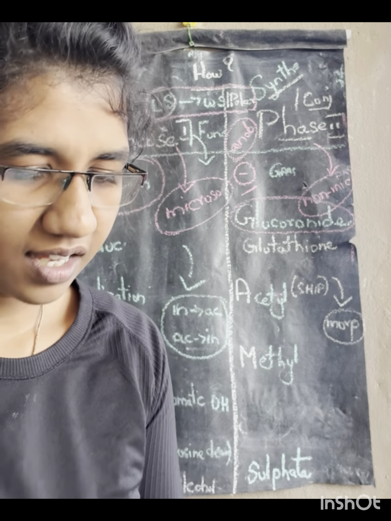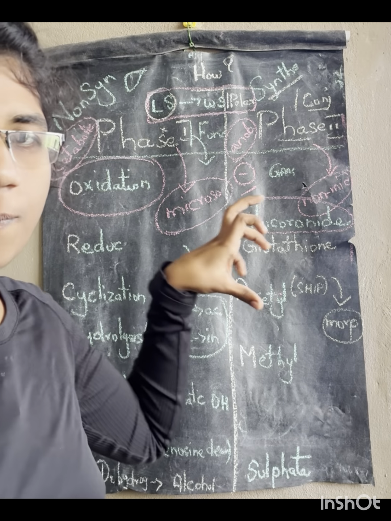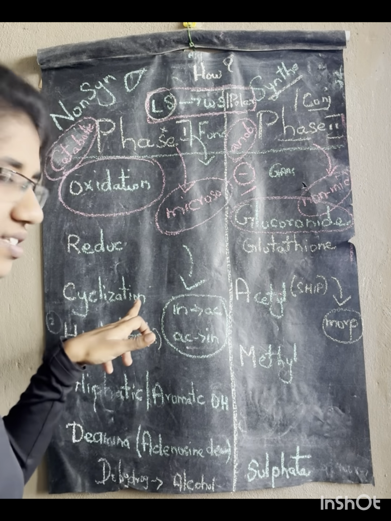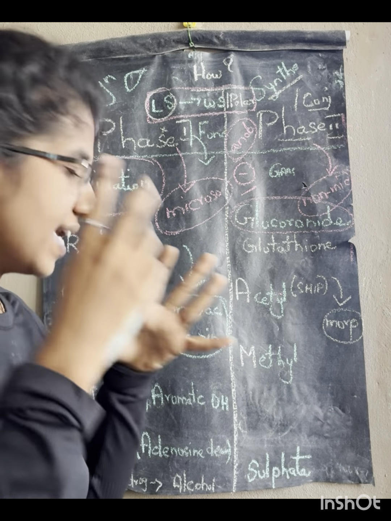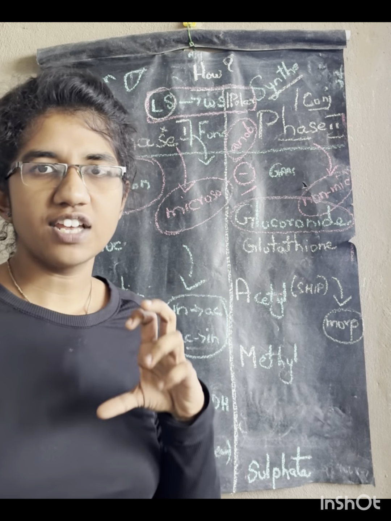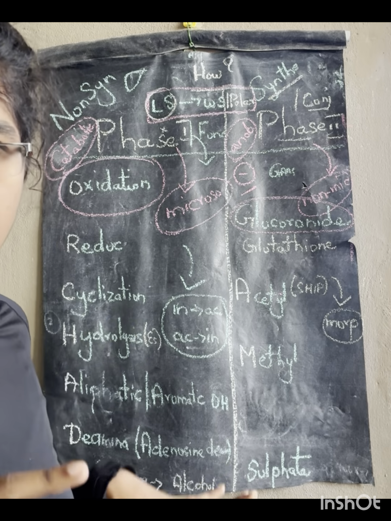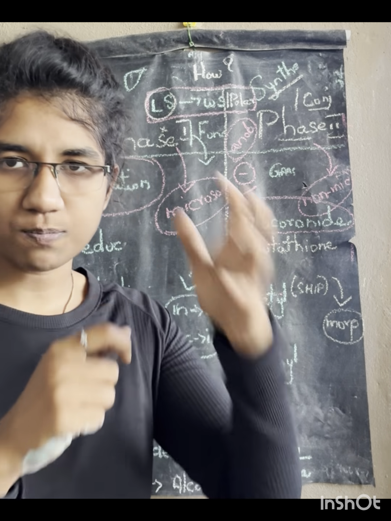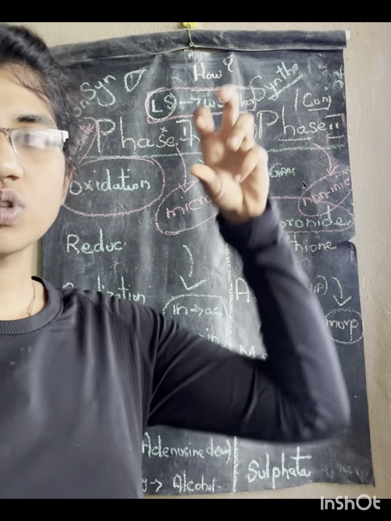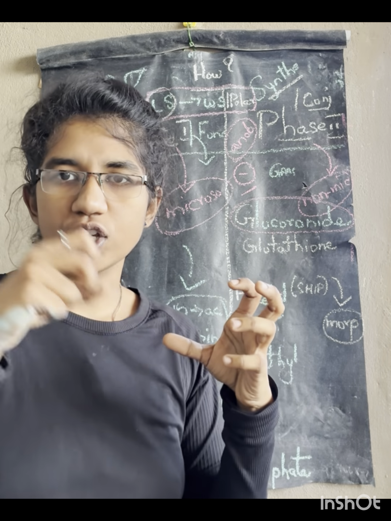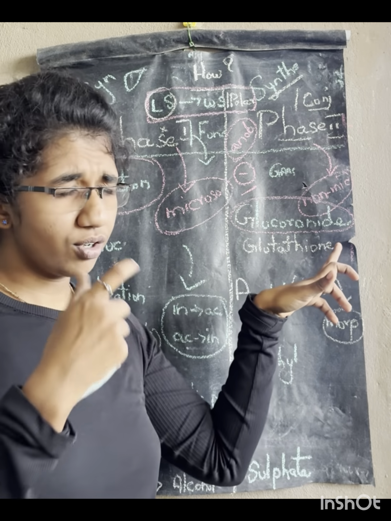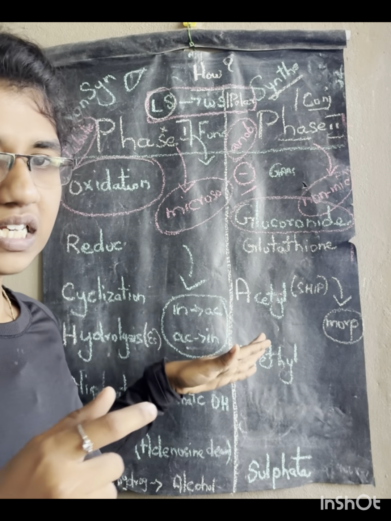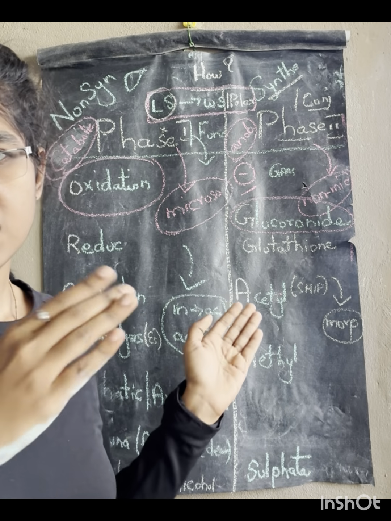So either the linear compound can be made into cyclic form, or decyclization, where a cyclic compound is converted into a linear form. Somehow it has been broken down so that the functional group is exposed, and in the second phase a conjugate molecule is added to that functional group. That molecule can be a glucuronide, glutathione, acetyl or methyl. Based upon that, the name changes.